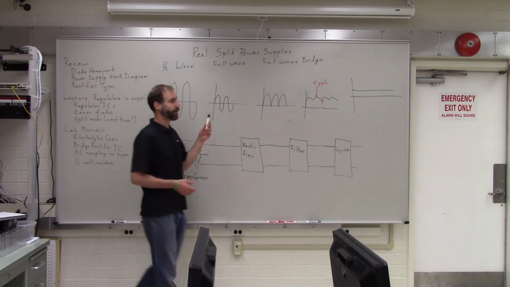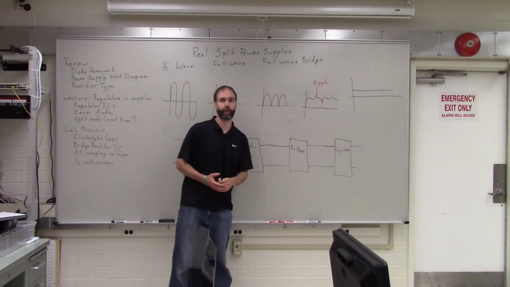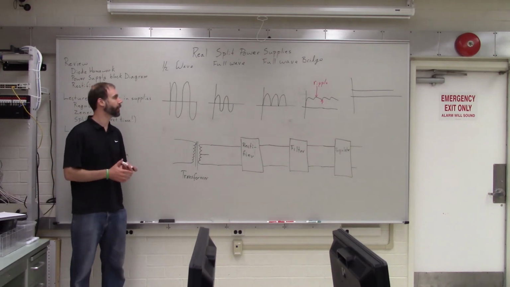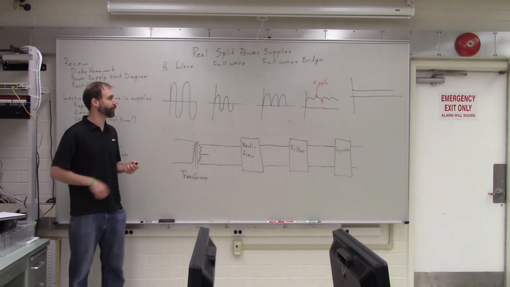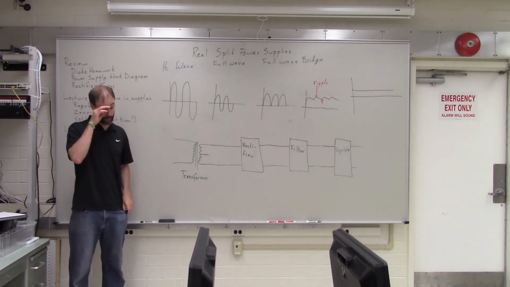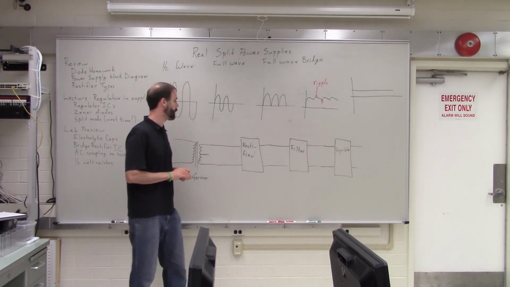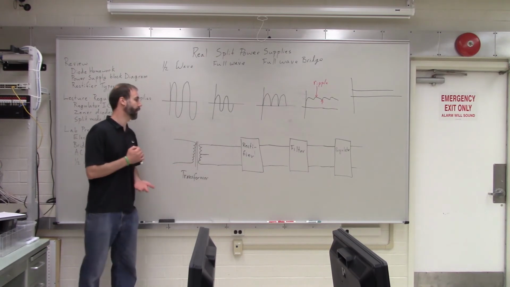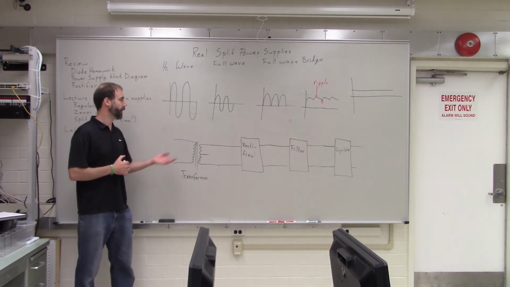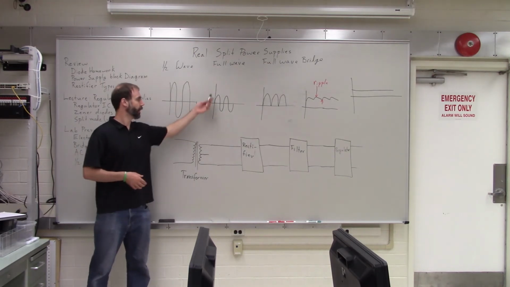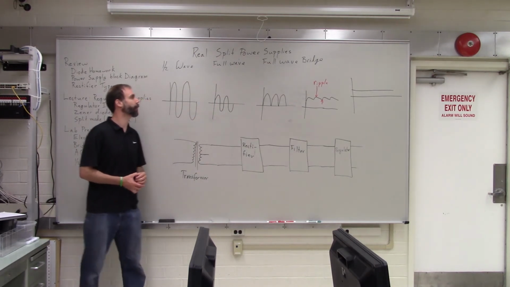And then the full wave bridge rectifier, how many diodes did that one have? Four, that's right. So that was the most complicated one in terms of the diodes, but it was kind of nice because it didn't have the center tap, right? And did it capture just half the wave or the full wave? Full wave. So it was pretty efficient that way.